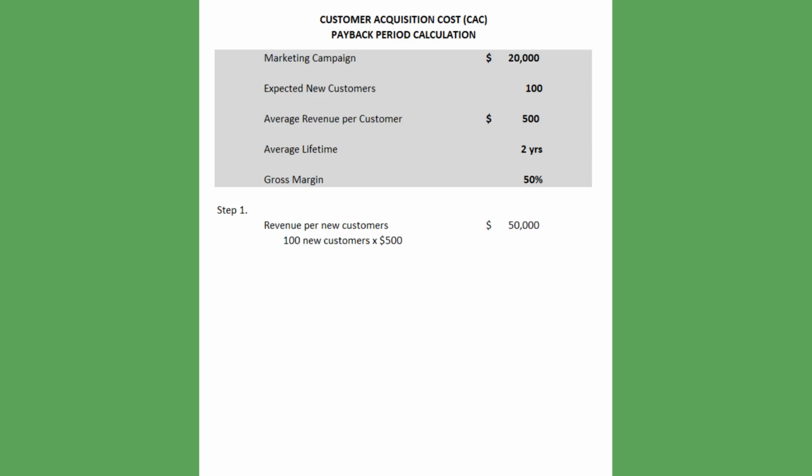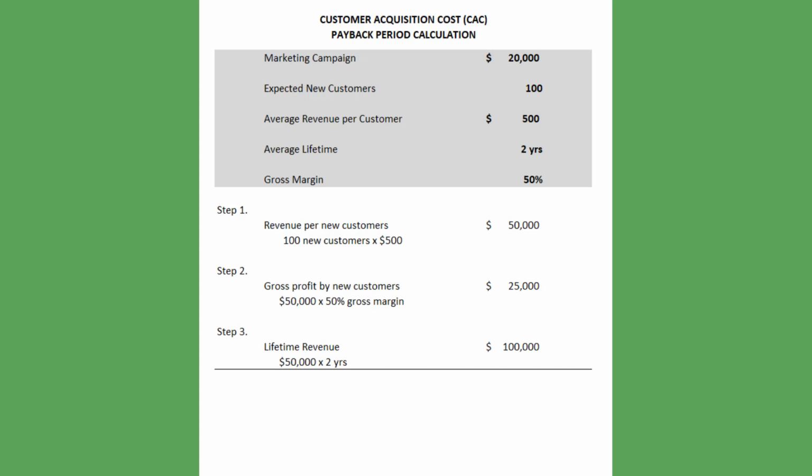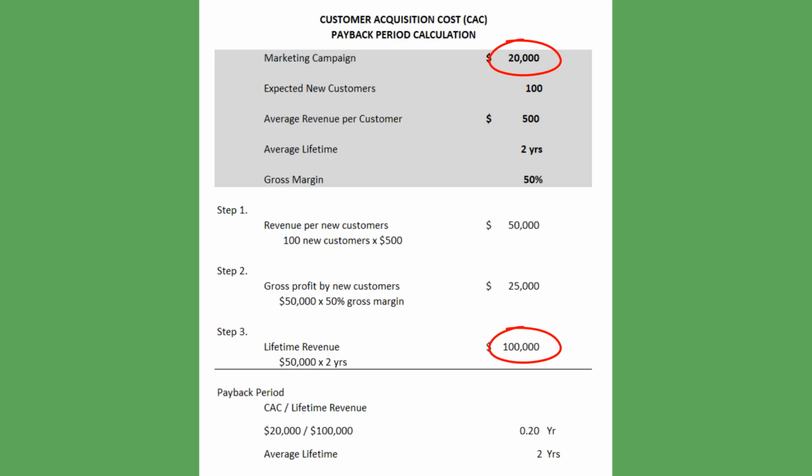So if we take just a simple calc of 100 customers times the $500 per customer, we get $50,000 revenue. Now that's per year. Now we have to say, okay, what is the lifetime for these customers? And right now it's averaging 2, so 50,000 times 2 is 100,000. So now we can actually get into the formula, which really is the CAC divided by the lifetime revenue of those new customers. And in this case, we take $20,000 divided by the 100,000 lifetime revenue, and we get 0.2 years. Now, important to note, on this calculation you can actually do months if you want.